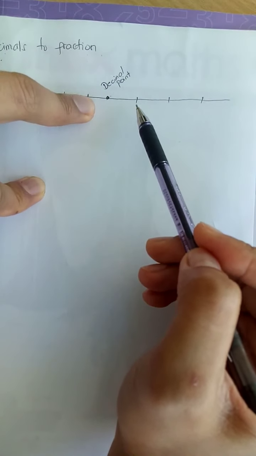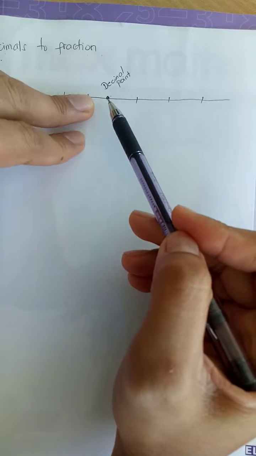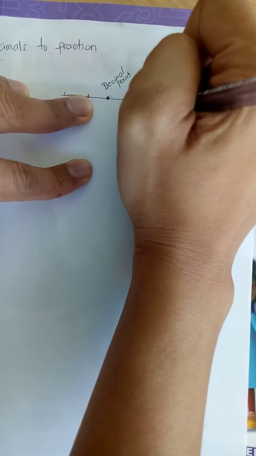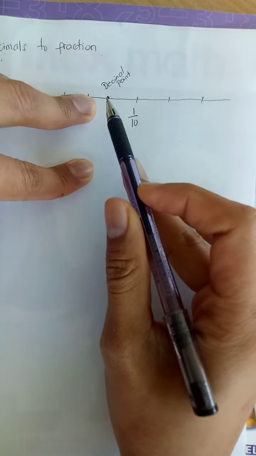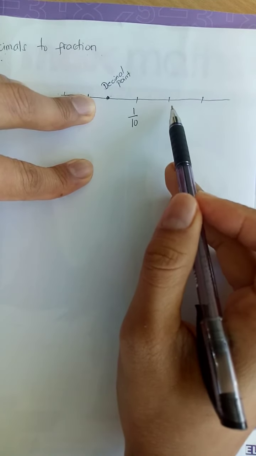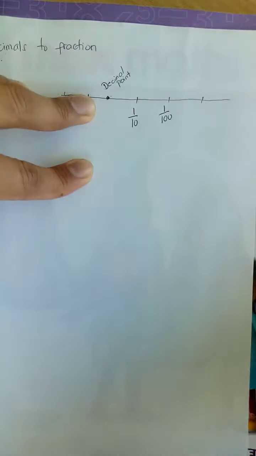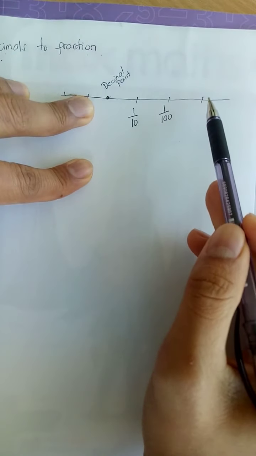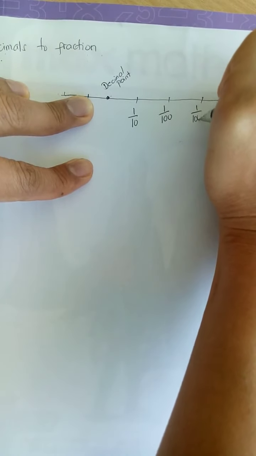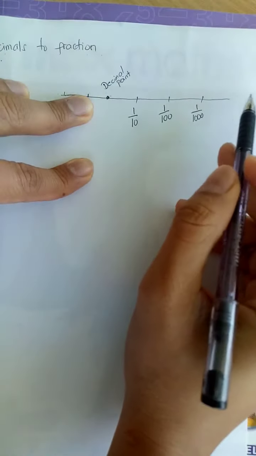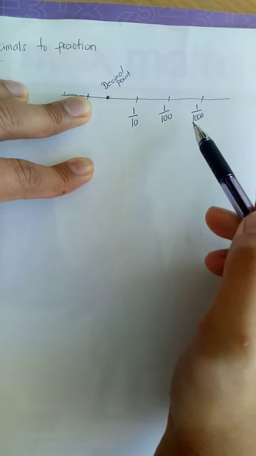So the first value from our decimal point is our tenths, shown as 1/10. The second value from the decimal point is our hundredths, shown as 1/100. And the third value from our decimal point is our thousandths, or 1/1000, and so on. It continues, but for this activity we are just going to use up to thousandths.